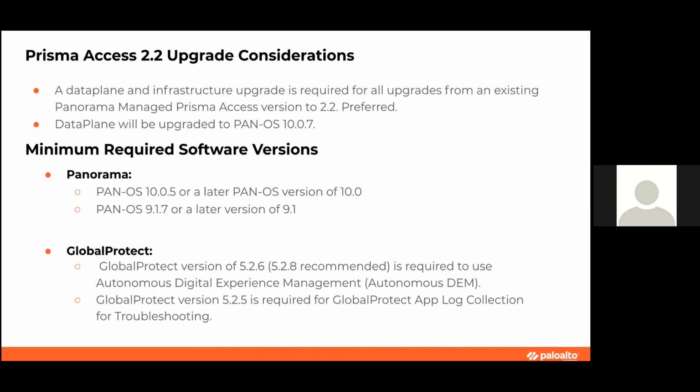For the GlobalProtect versions, Prisma Access supports any GlobalProtect version which is not end of life. But if you are planning to use or are using Autonomous Digital Experience Management, the recommended version is 5.2.8. And if you are using the GlobalProtect app log collection feature, the minimum version requirement for that is 5.2.5.